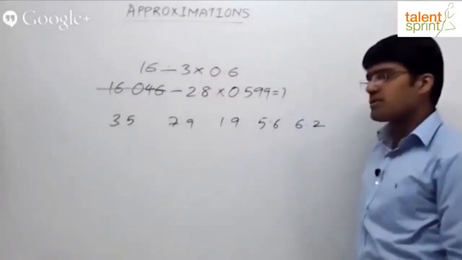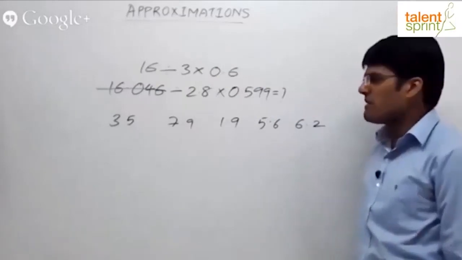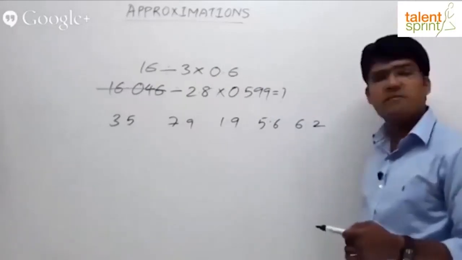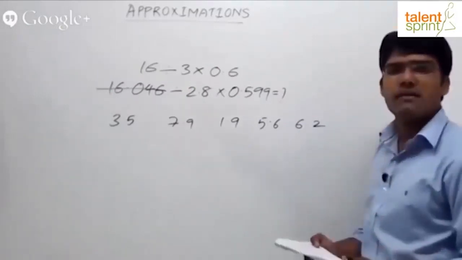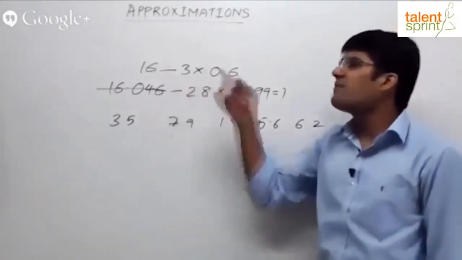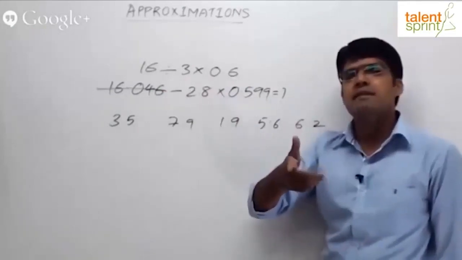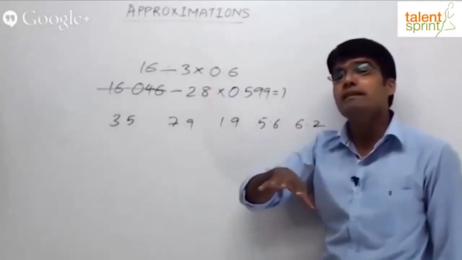Get the point? Options are very far away: 3.5, 7.9, 1.9, 5.6, 6.2. Nowhere close to each other. So I can definitely go for that kind of calculation and get the answer. So 16 by 3 will be how much? 15 by 3 is 5. 16 by 3 will be 5.33.